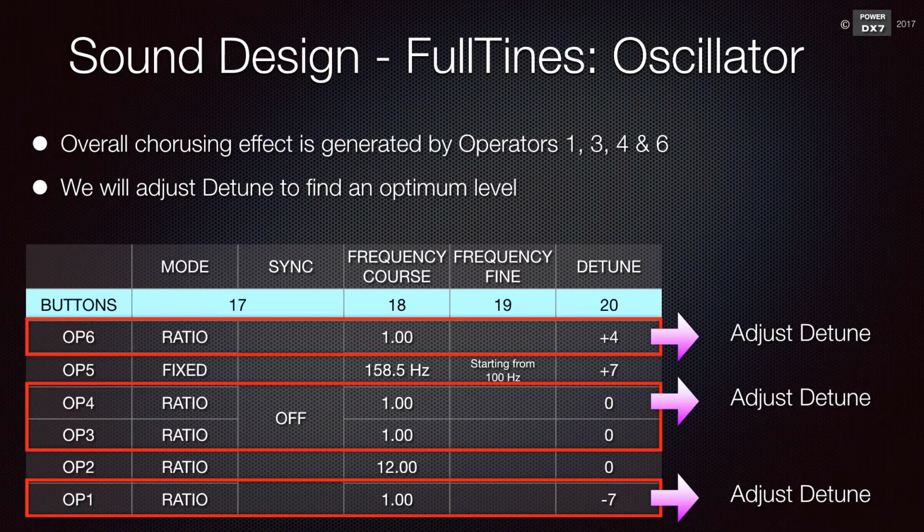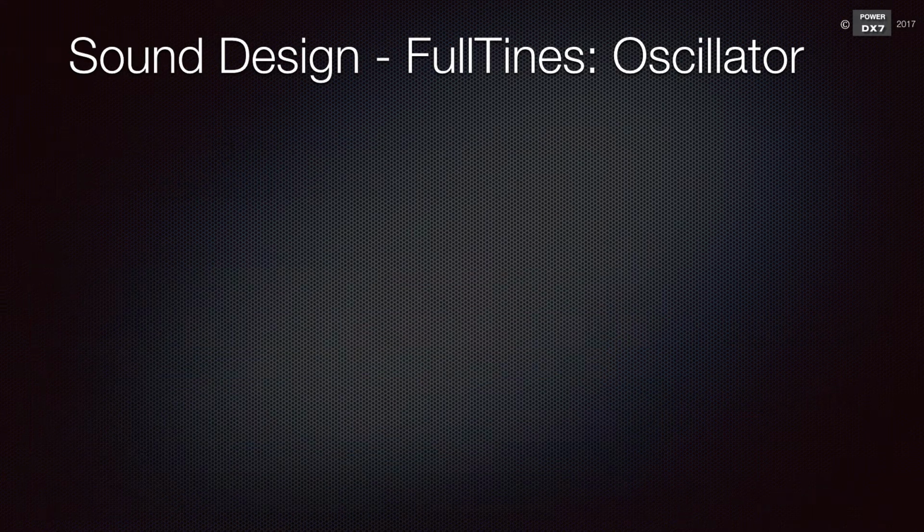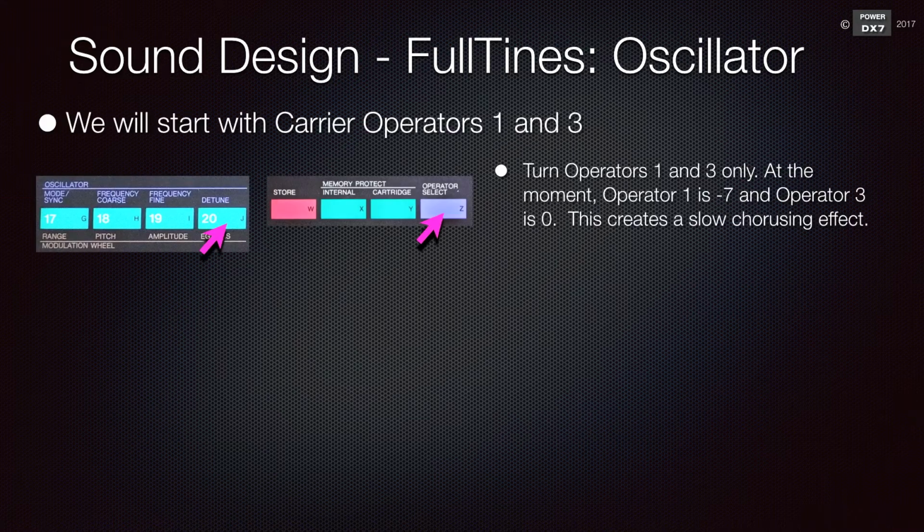We will adjust those operators to find the sweet spot. As the DX7 has 6 operators, it can get really tricky and complex to adjust detune for all operators. So, we will start with focusing on carrier operators only. We will adjust operators 1 and 3 first. Turn only operators 1 and 3 on.